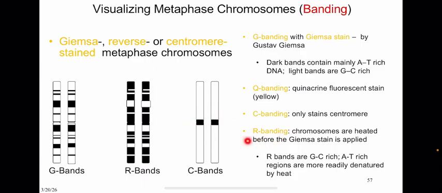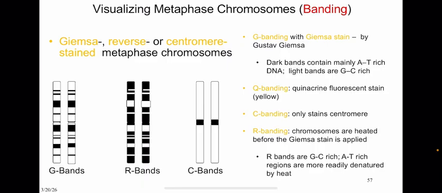The R banding does the reverse of the Giemsa stain. We use Giemsa, but in our staining, the AT rich regions will be the white ones, and the dark regions will be the GC rich, right? So before we apply the Giemsa stain, we heat the chromosomes. The reason why we do that is the AT rich regions are more readily denatured by heat.